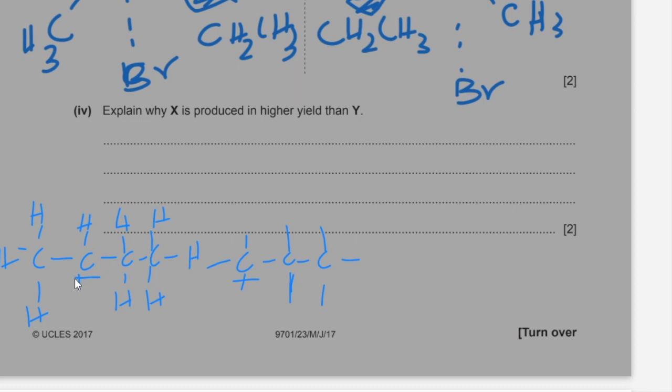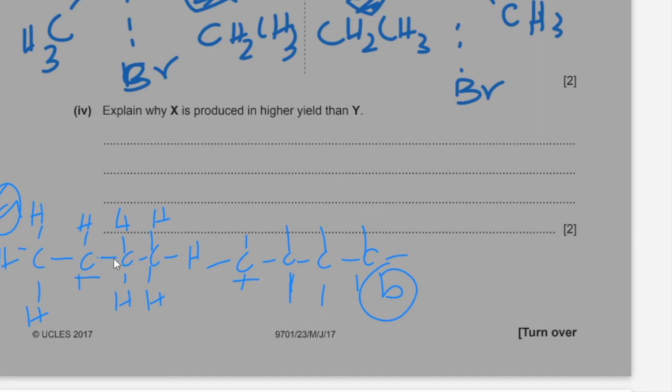Case A, which forms X, is formed from a secondary carbocation because this carbon atom has two alkyl groups bonded to it, one over here and the other over here, as opposed to case B, where the carbon atom with the positive charge in the carbocation has only one alkyl group bonded. So the greater the number of alkyl groups bonded to the carbon with the positive charge, the more stable the carbocation is, and the carbocation with greater stability forms the product which has higher yield.